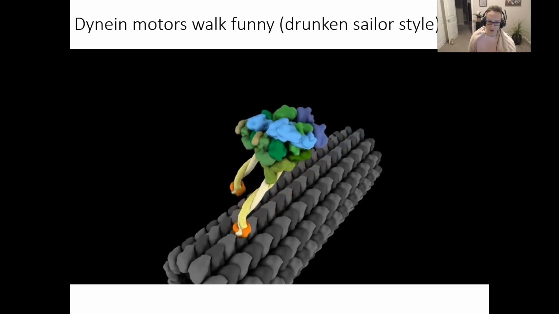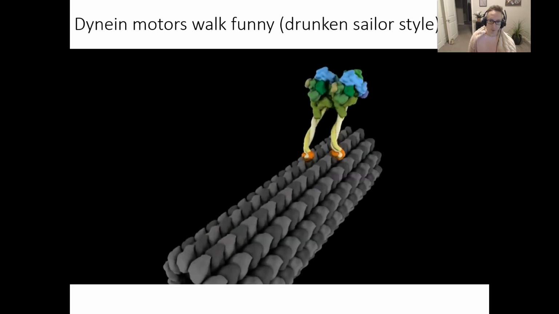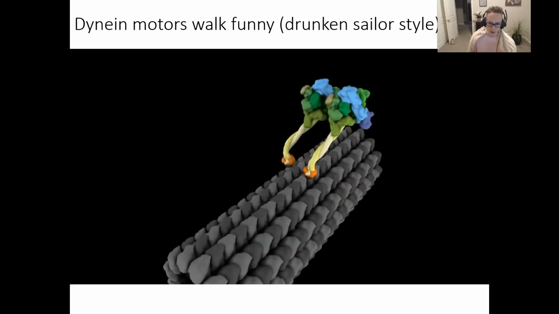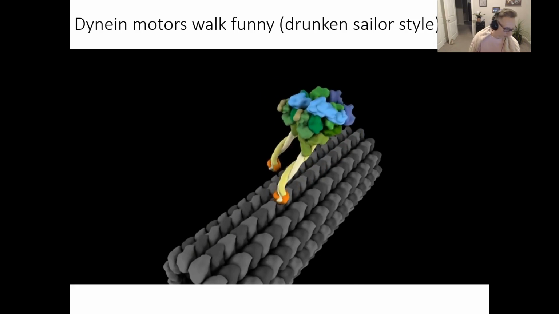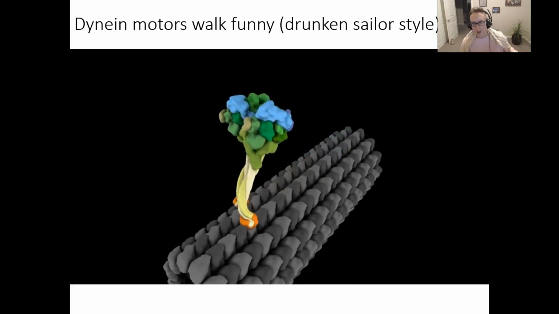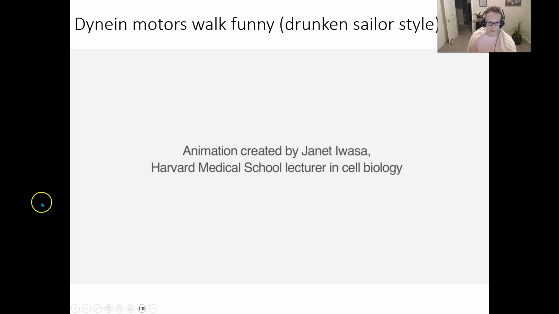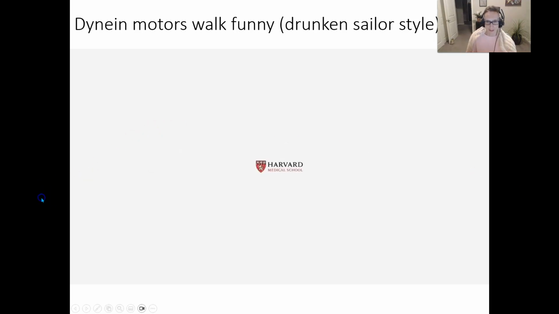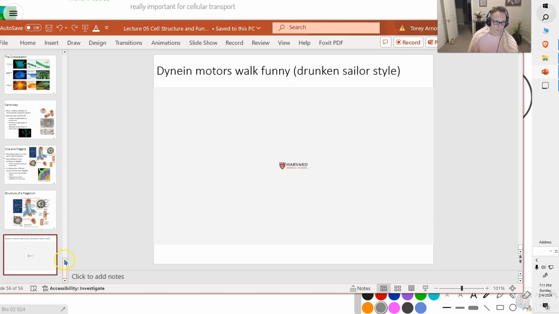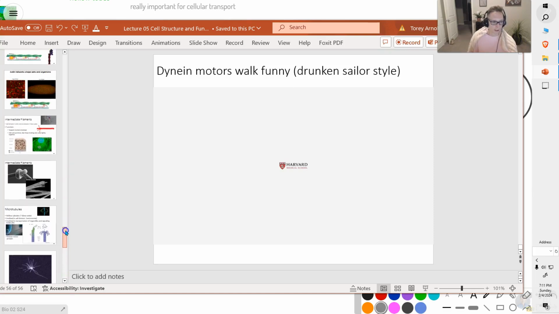I'm a dynein motor with my big booty cheeks. Shave your belly with a rusty razor. You know what I'm saying? That's what we should do with the drunken sailor.